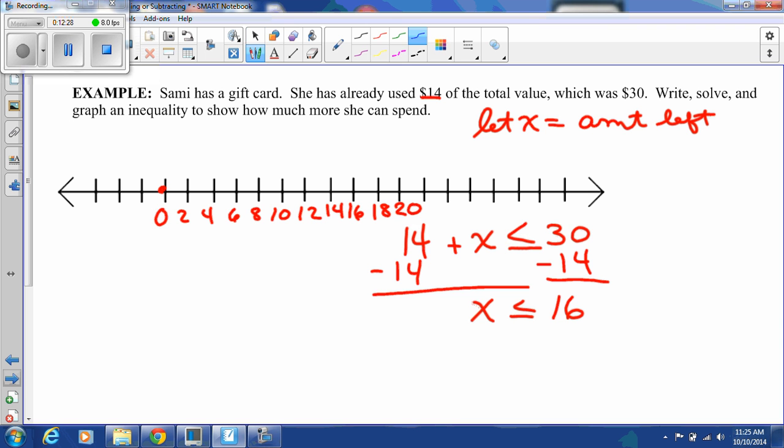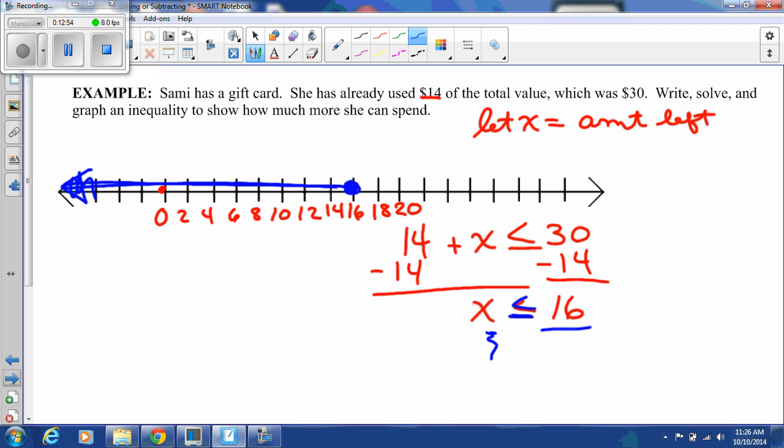So now I'm going to put a circle at my boundary point, which is 16. Will it be open or closed? Well, it could be less than 16 or equal to 16. It will be a closed circle. I have my variable on the left, so I'm going to look at the arrow. It points to the left. I'm going to shade in the negative direction. So I'm looking for amounts less than $16.